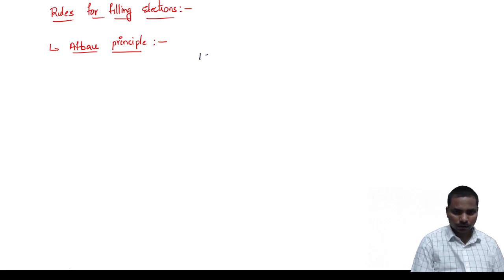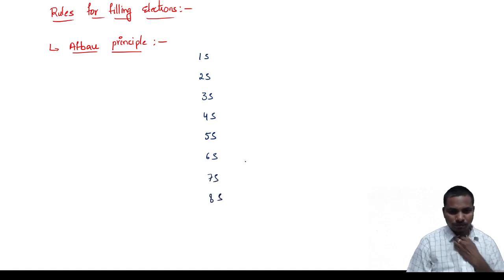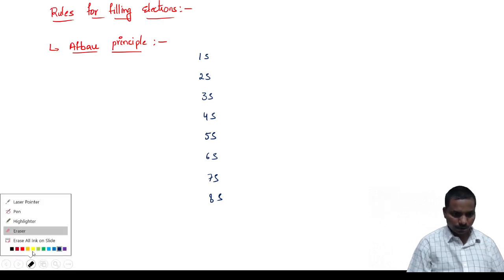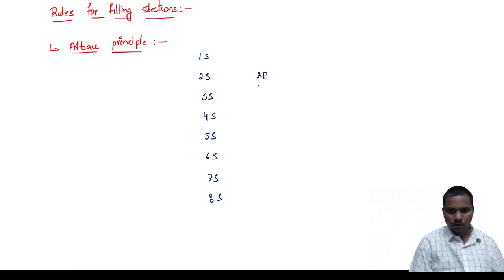According to this, 1s, 2s, 3s, 4s, 5s, 6s, 7s, 8s, and P starts from here, 2p, 3p, 4p, 5p, 6p, 7p, and 3d, 4d, 5d, 6d, 4f, and 5f.